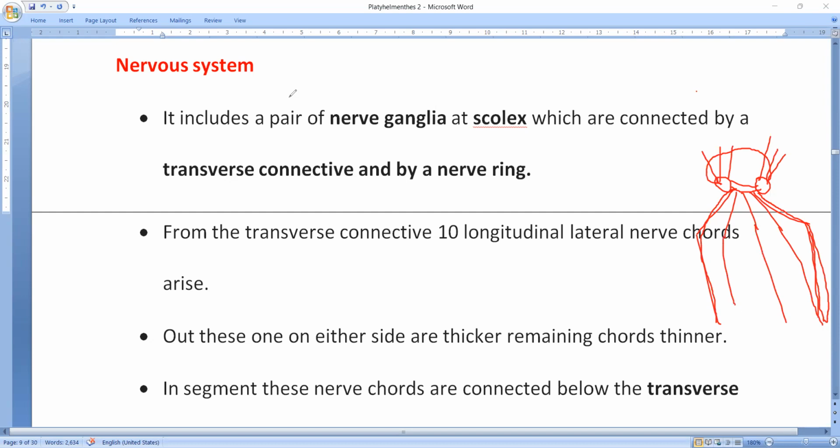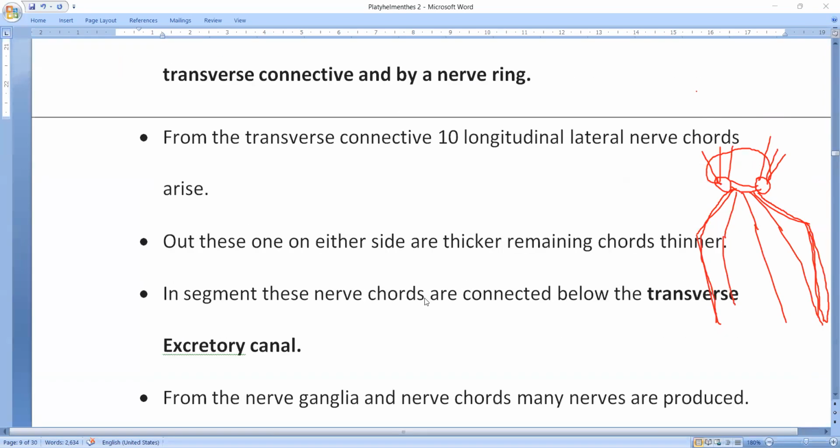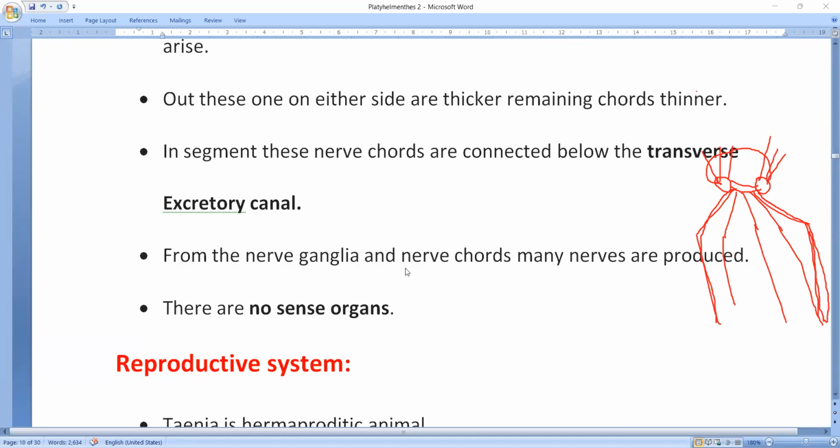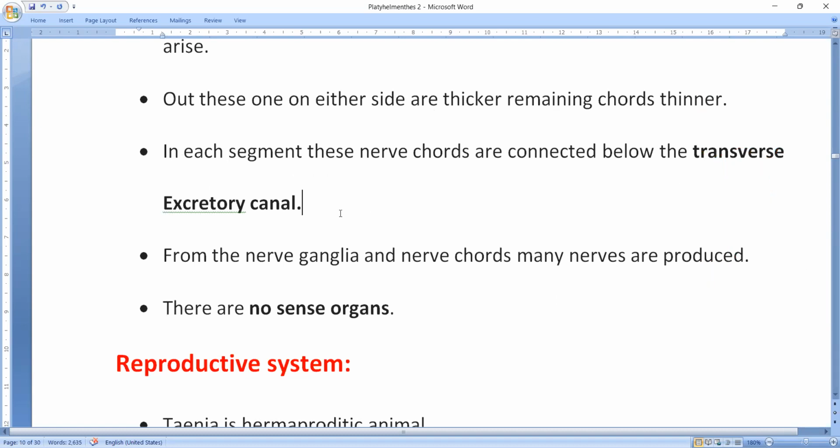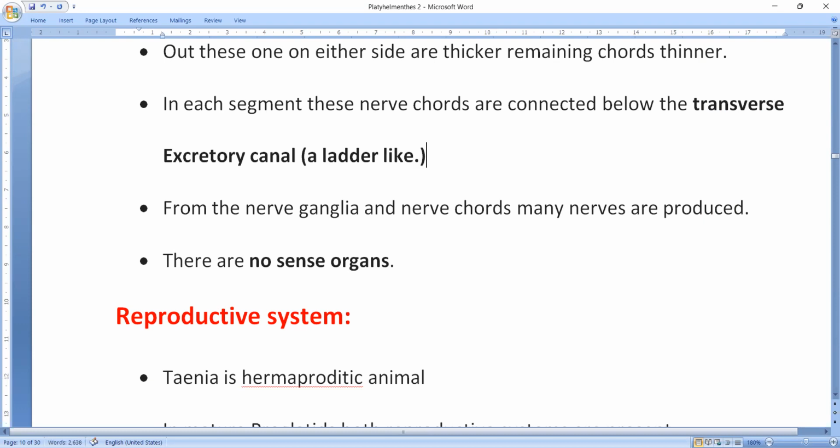From the nerve ganglia, nerve cords, maybe nerves, are produced. In each segment, these nerve cords are connected below the transverse excretory canal, so that they give a ladder-like appearance.